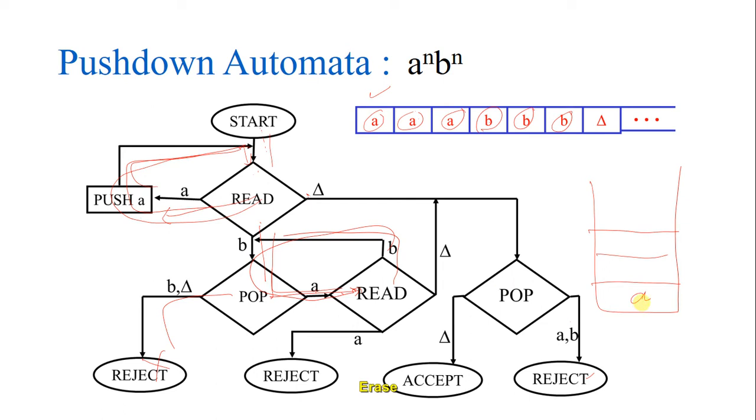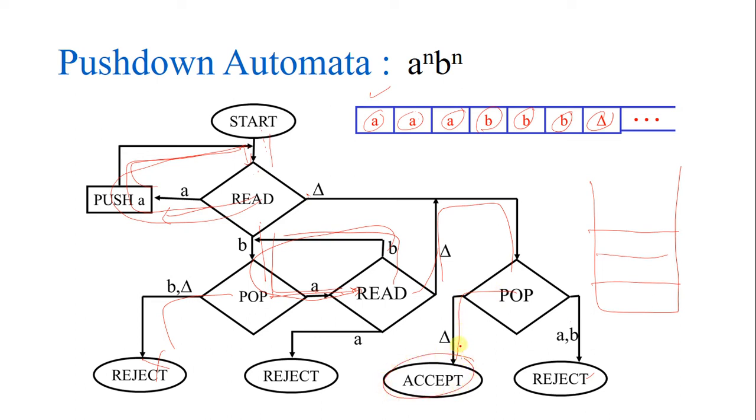So now the stack is empty. Now we read null. For null we move here, and now we try to pop the stack. The stack must be empty, and yes, it is empty. The pop returns null, so it is accepted.